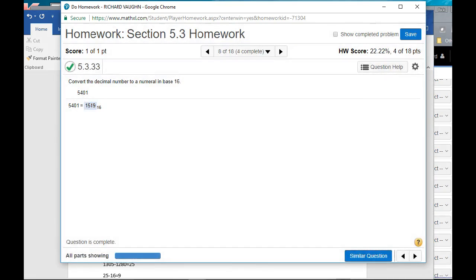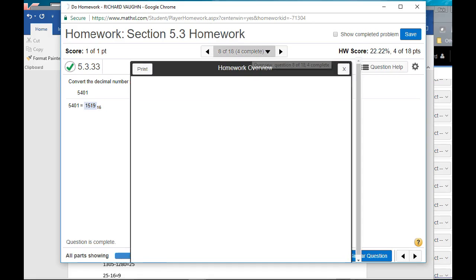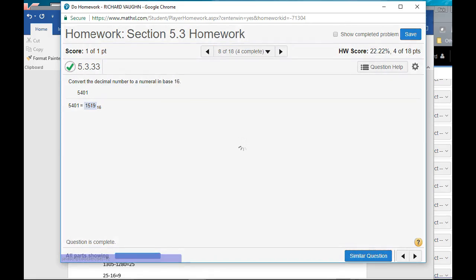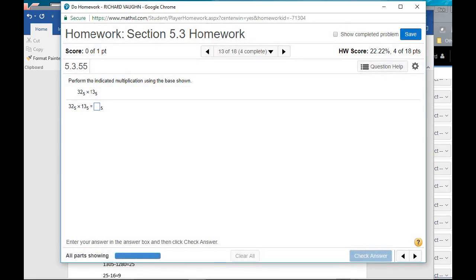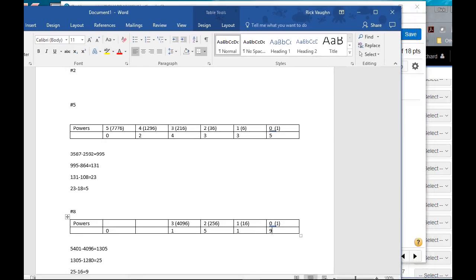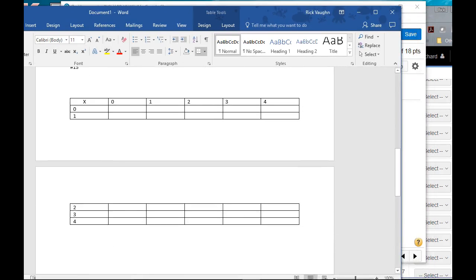All right, and the last one that I'd like to look at here with you is probably the hardest one. I want to look at number 13. Now for this one, we're going to do a multiplication, 32 base 5 times 13 base 5. Now what a lot of people might do is change these into base 10 and then do the multiplication and then change it all the way back into base 5. But I want to show you a different way of thinking about it. And that is to just set up a multiplication table for your base 5 system.